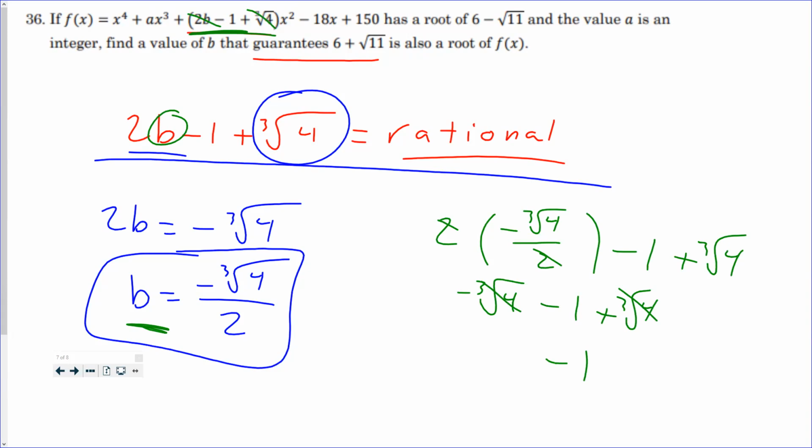The reason we're doing that is because the cube root of 4 is what's stopping that parentheses from being a rational number, right? You see that? So the easiest way to make it into a rational number is to get rid of the part that makes it irrational. So you just make it whatever cancels it out.